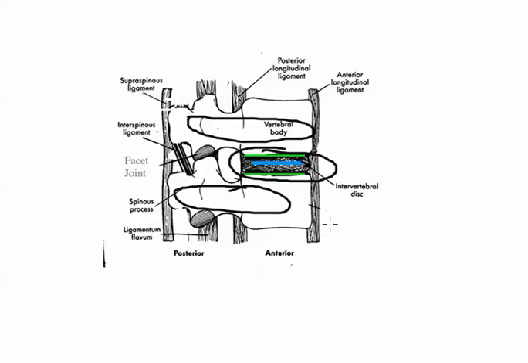There's also a series of ligaments holding this whole structure together, your anterior and posterior longitudinal ligaments, your supraspinous ligament, which connects your spinous processes all the way down, your interspinous ligament, and then you have the ligamentum flavum as well.